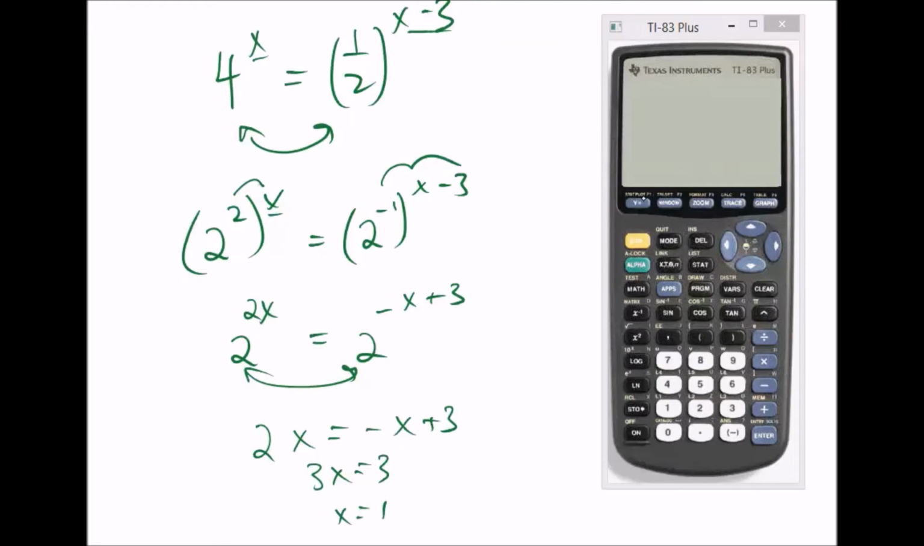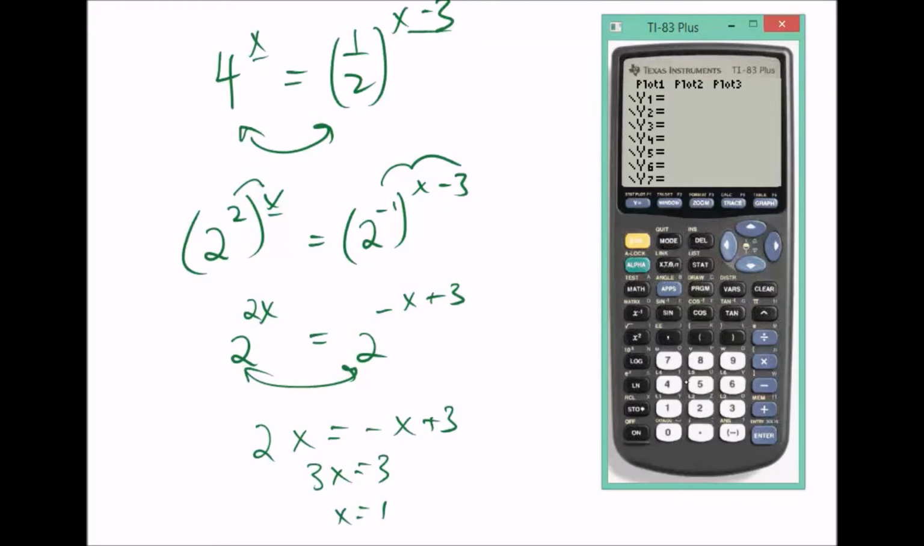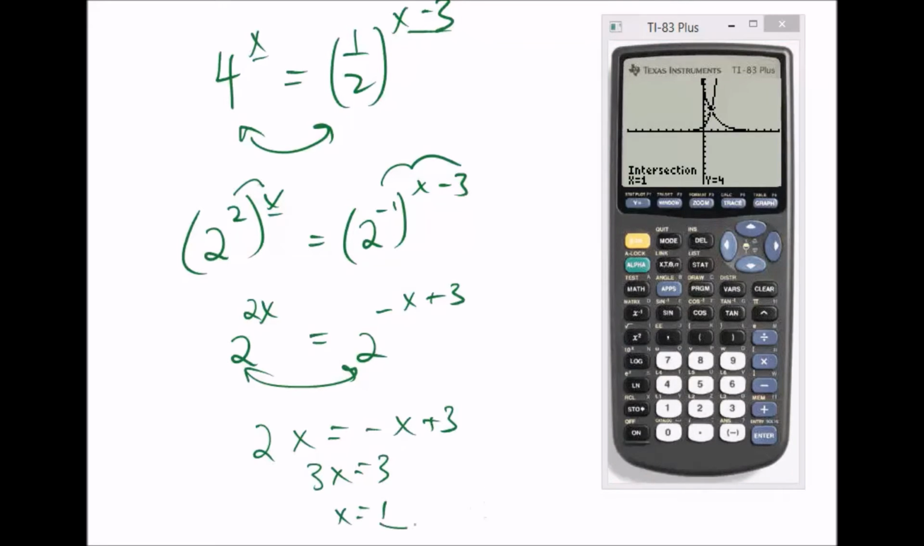Now, if you want to solve this using a calculator, like you can for any of these problems, you're just going to set up both of those into 2 different equations. So 4 to the x, and 1/2 to the x minus 3. Graph it. And we're going to calculate the intersect, because where they intersect, that's what the x value is. And it says x equals 1, which is what we got right here.